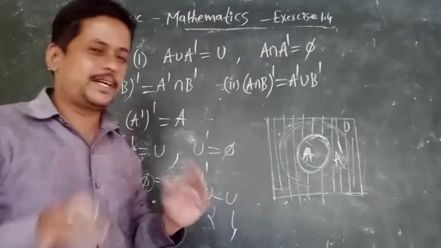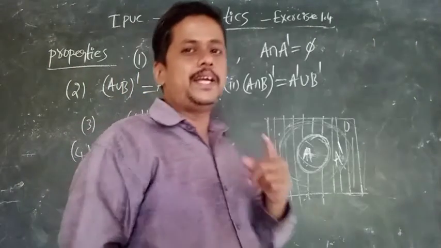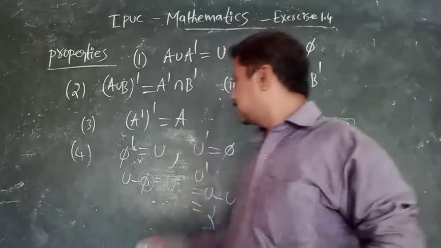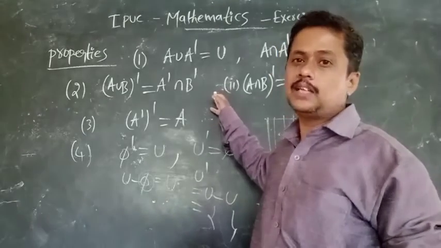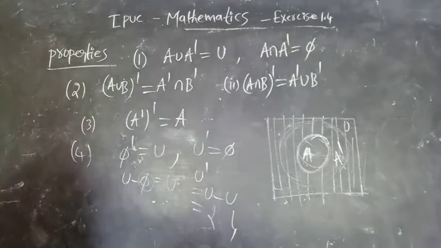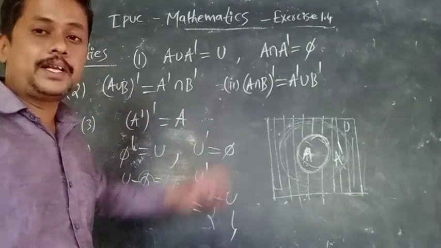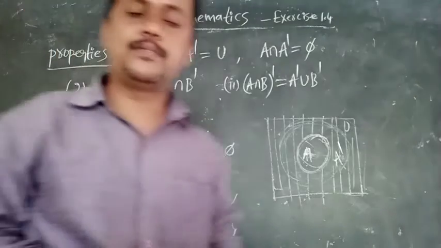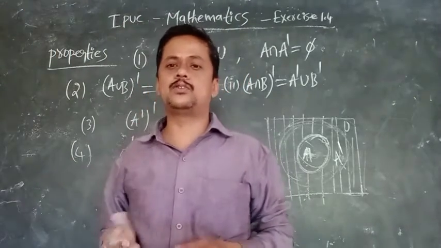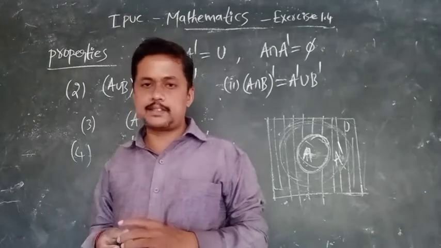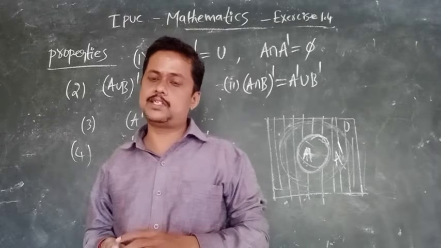So keep it in your mind. Very very important, this one. Phi dash is equal to U, and U dash is equal to phi. This is double complement. This is De Morgan's laws. These are laws. Some other laws, complement laws. So these are some properties related to the complement of a set. Very very important and very very easy also. This is our introduction about this concept. Okay, we will see exercise 1.5 next. Next class we will see that also.